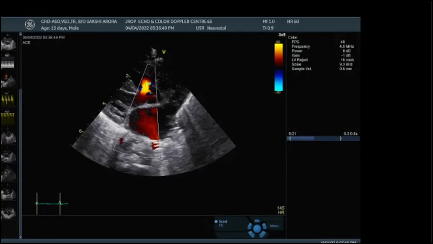And this is only possible when you're doing gating, ECG gating. When ECG is attached to echocardiography, we call it ECG gating. Without this ECG gating, we will not be able to see the colors, or whether the flow is from left to right or right to left. Got your point? Yes, sir. Okay, great. Thank you, sir.